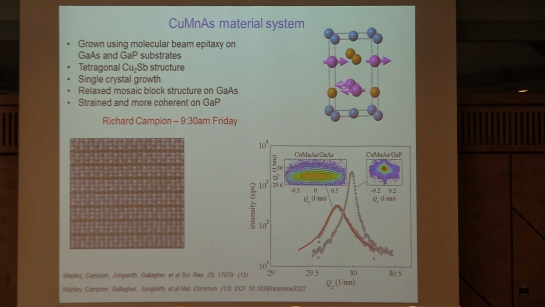So I'll just briefly step back to show you one slide on this system. Copper manganese arsenide is a tetragonal collinear antiferromagnet. I'm not going to say very much about this at all because Richard's going to talk in detail about the growth and structure of the system. It's enough to know that it's a high temperature antiferromagnet with a very simple collinear spin structure.